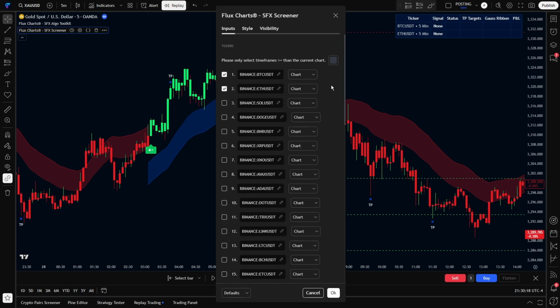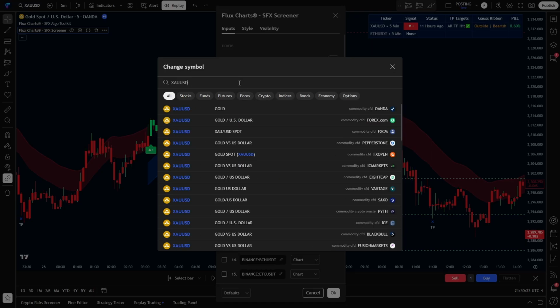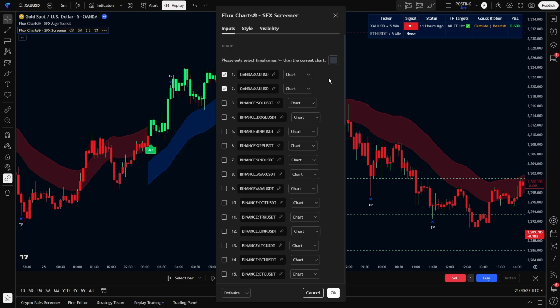After that, you want to make sure that both of your tickers match the chart you are currently on. I'm currently trading gold, so I'll input my first ticker to be gold, and then I'll also make sure my second ticker is gold. After you've set both of your tickers to be the same as your current chart, you'll want to adjust the time frames both of these tickers are looking at.